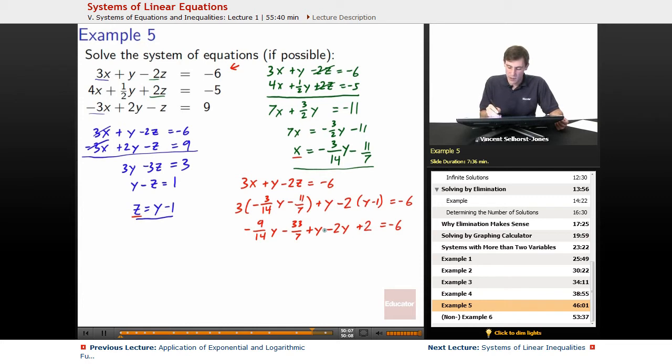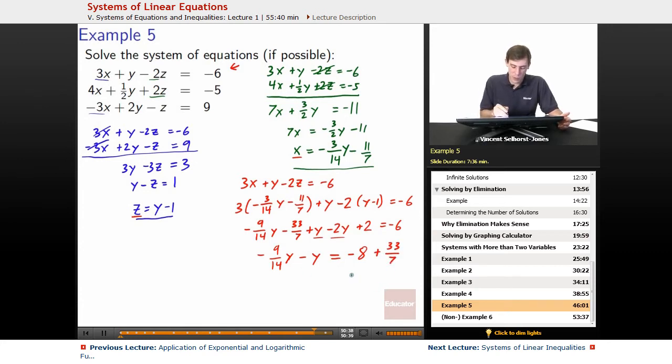Let's compact some stuff together. We'll compact our y's to what we can. Negative 9 over 14 times y, and we've got the y here and the minus 2y here, so that becomes minus y. And we can't really combine 33 over 7 and 2 very easily without bringing in more fractions, so let's just move them to the other side, because we know eventually we're going to have to. So we subtract 2 on both sides. Negative 6 minus 2 becomes negative 8. We add 33 over 7 on both sides, so we get plus 33 over 7.